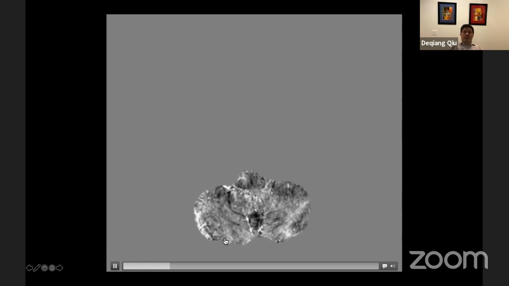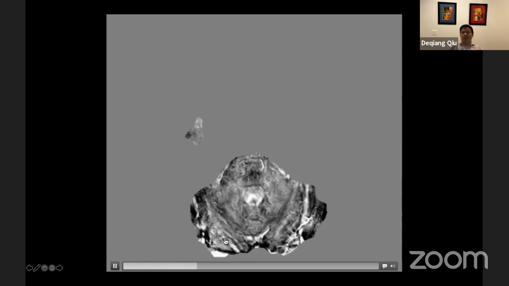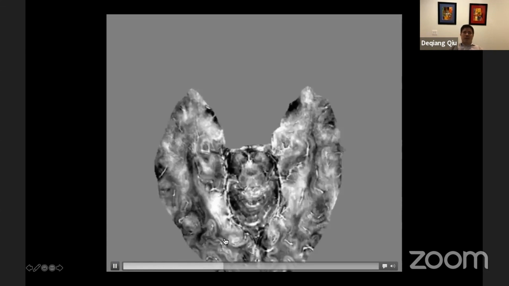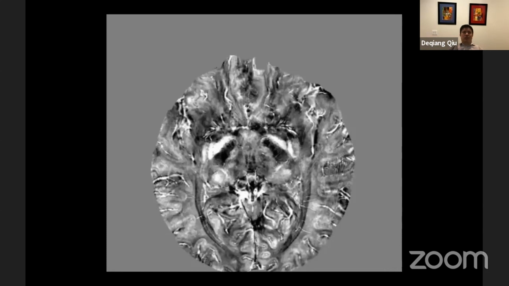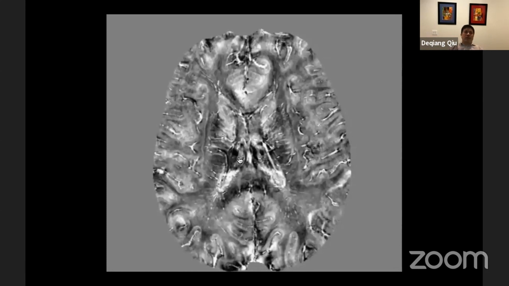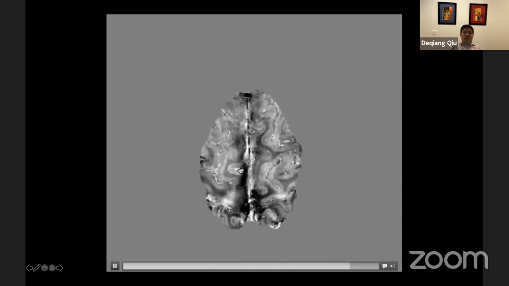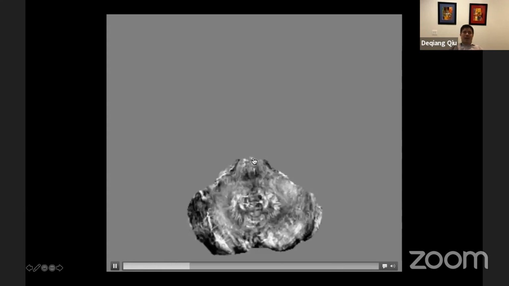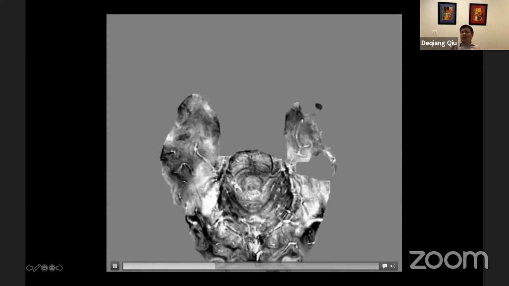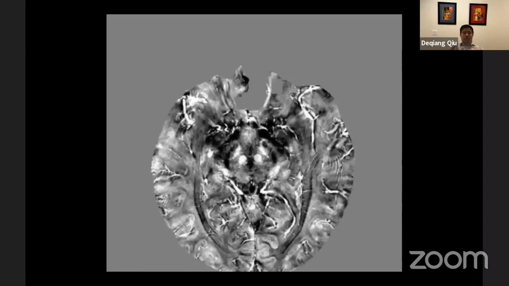So I just want to show you a video of this high resolution, 0.5 millimeter isotropic resolution image throughout the brain, acquired from a 7 Tesla scanner. You can see very well a depiction of veins and great white matter boundaries, as well as high signal intensity in the deep brain basal ganglia region.